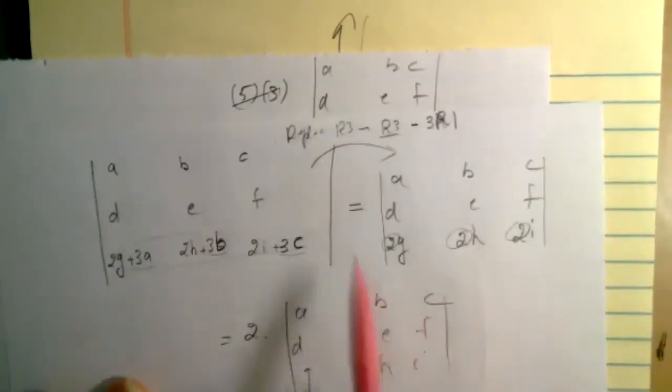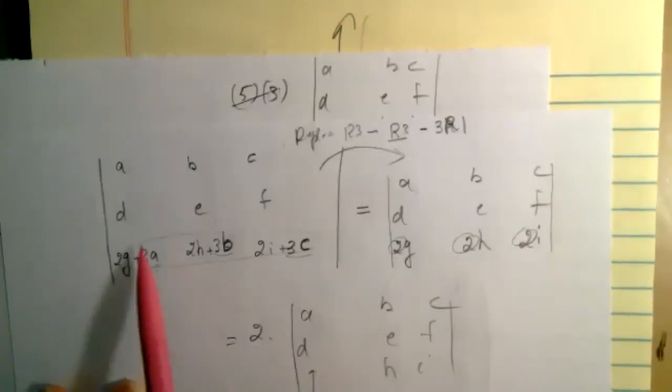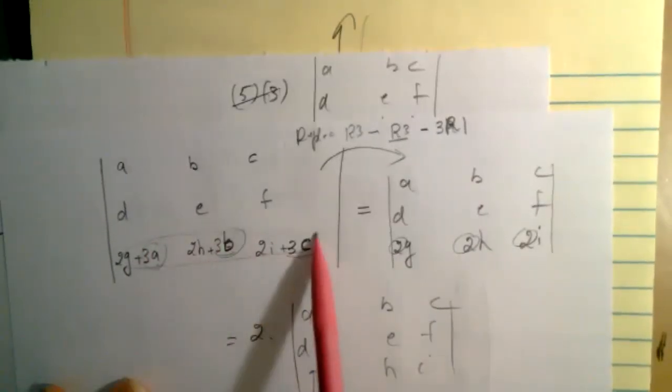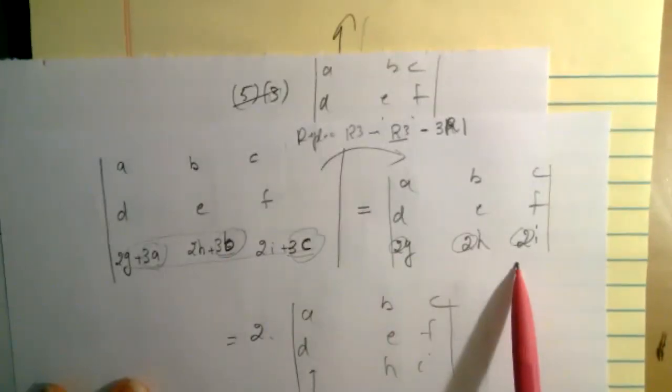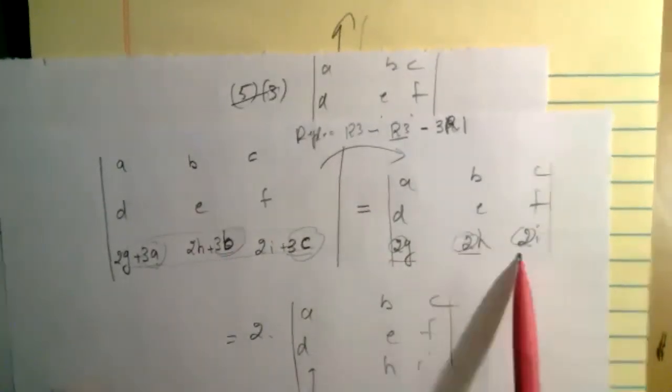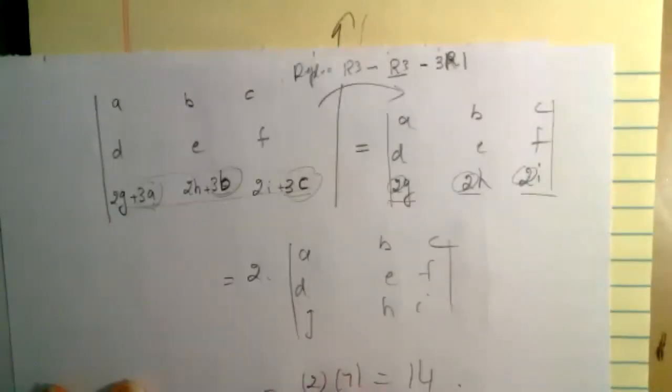And now that's what I did here. I broke it up into 2. First, I got rid of 3A, 3B, 3C. This one did not affect the determinant, but then I have the 2's and the 2's and the 2's. This did affect the determinant, and it's going to give me 14.